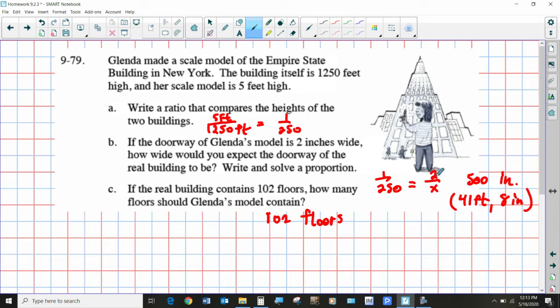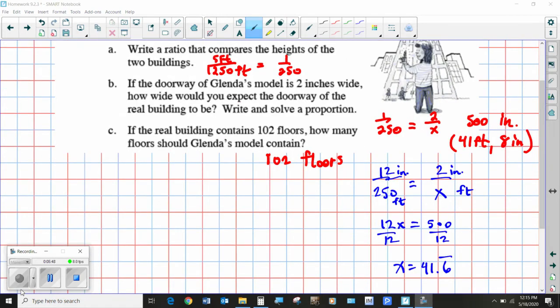Oh, I think I might have made a mistake here. Hold on for a second. Let me pause and reflect on this. I might have to make some changes. All right. I'm happy to say I did not make a mistake.